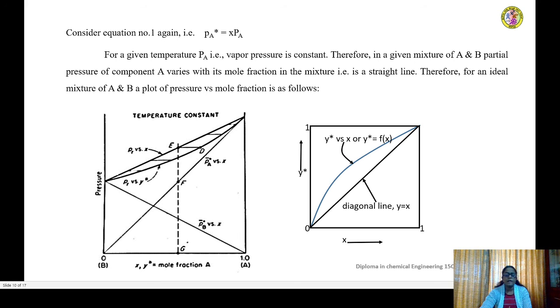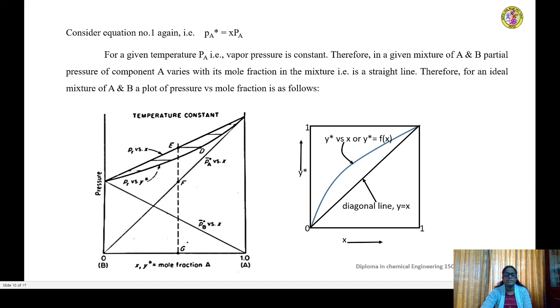Since in the equation PA star equals XPA, the capital PA is unchanging, it is the values of X and PA star that are correspondingly changing. That means as the value of X changes, PA star also varies linearly. So there is a linear relationship between X and PA star. Therefore, in a given mixture of A and B, the partial pressure of component A varies linearly with its mole fraction. So we get a straight line if you plot partial pressure versus the mole fraction.